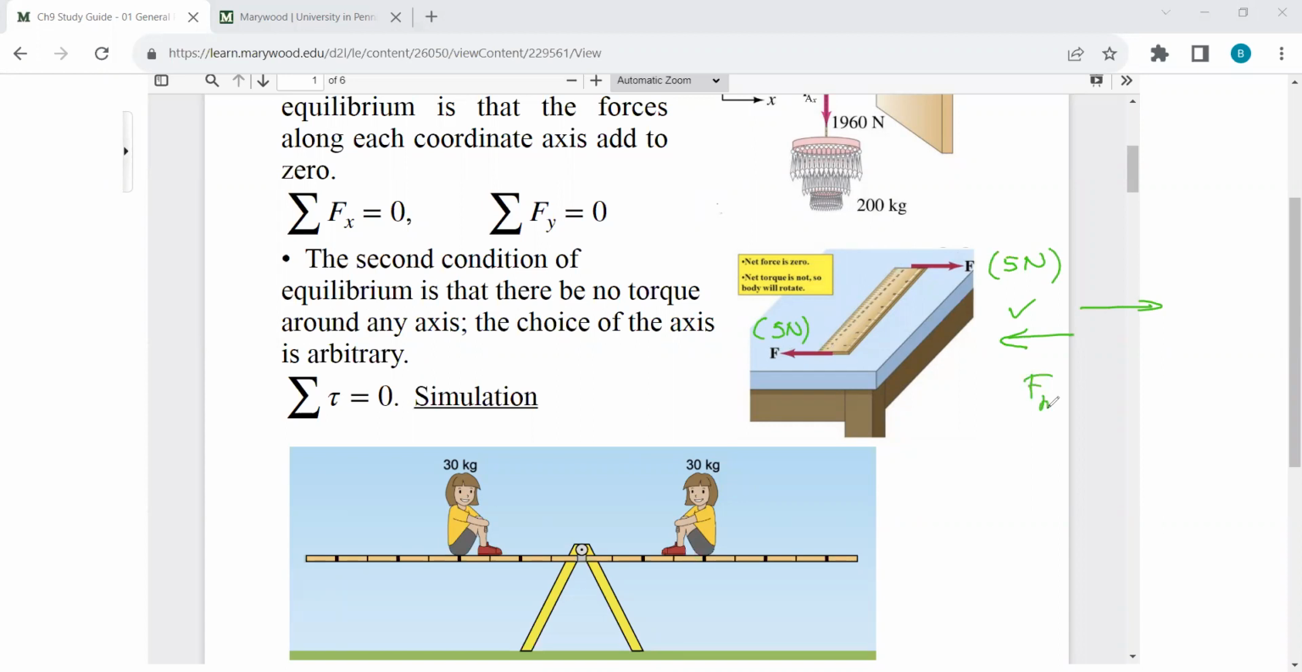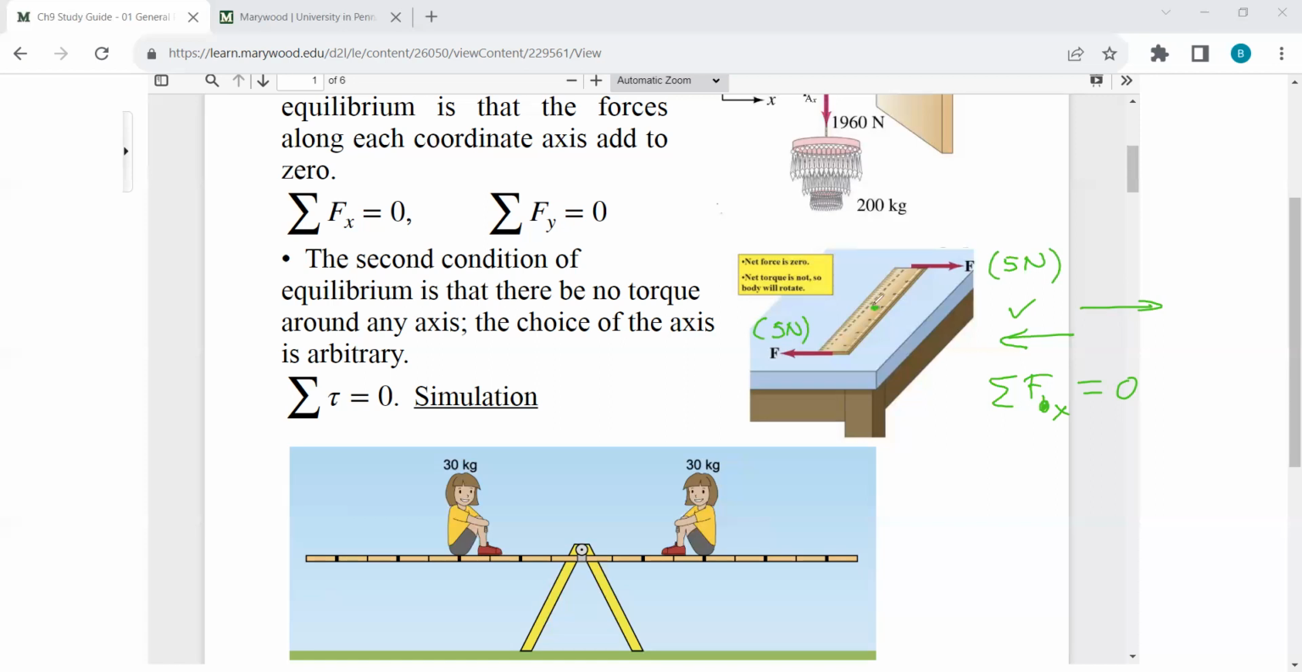So the F net, or the sum of Fx, equals 0. Here you see that we have two forces, both along the x-axis, so the sum of Fx equals 0. But even if the net Fx equals 0, there could be a rotation. This ruler can rotate about its center. If it rotates about a center, it is no longer an object under static equilibrium.